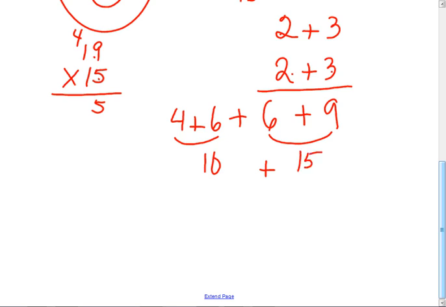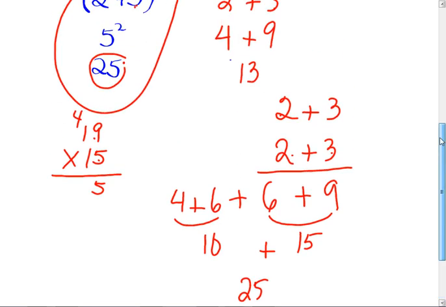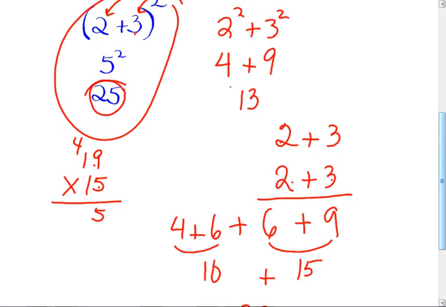15. See, if it were 6 plus 10, I'd have 16. But I'm one short, so I do a little trick. What's that add up to? 25. Guess what? That got me the same answer that I believed in.